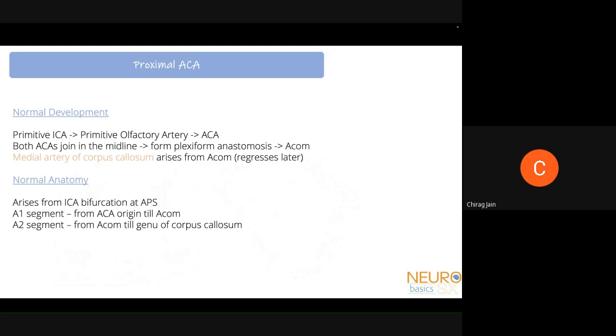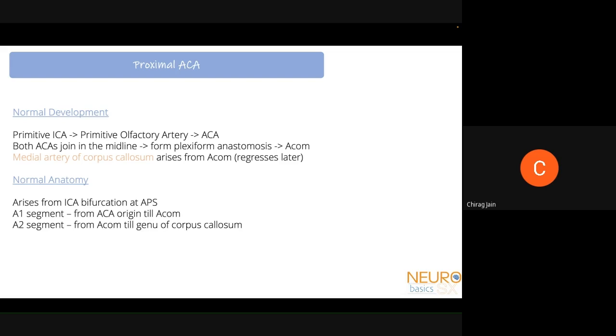So how the ACA develops is basically, during the fetal stage, the primitive ICA gives rise to a structure called the primitive olfactory artery, and the ACA arises as a branch from the primitive olfactory artery. Following which both the ACAs will join together in the midline and form a plexiform anastomosis. And this plexiform anastomosis is what gives rise to the anterior communicating artery later on. From this anterior communicating artery, the median artery of the corpus callosum arises, and this is supposed to regress later as the distal ACA gets formed.